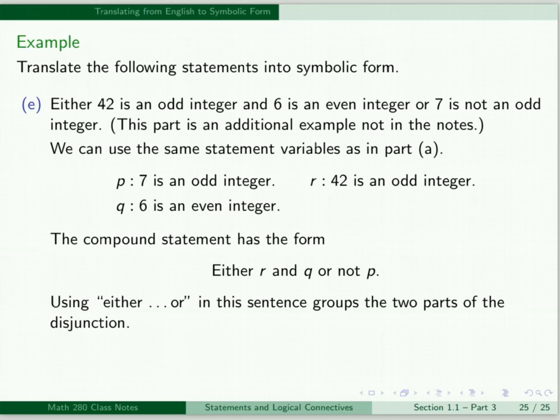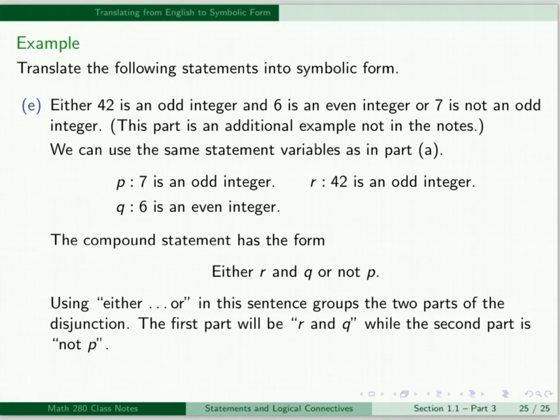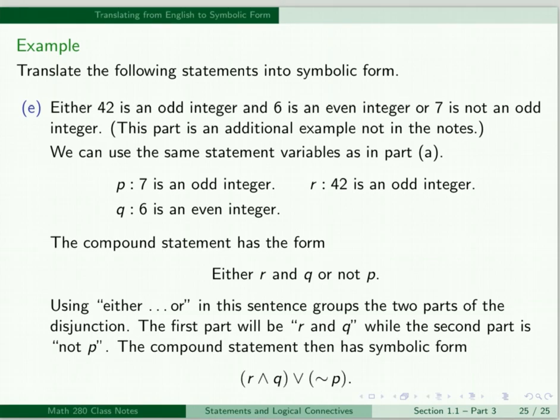Now, using either or in this sentence groups the two parts of the disjunction. The first part will be R and Q, while the second part is not P. The compound statement then has symbolic form R and Q quantity or not P. And this concludes the video.